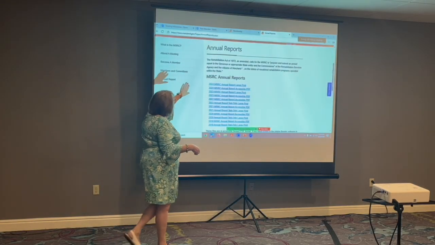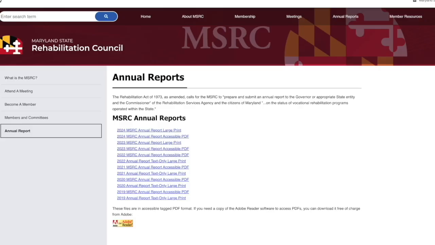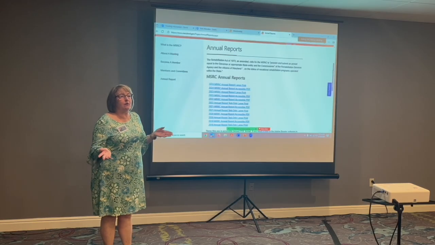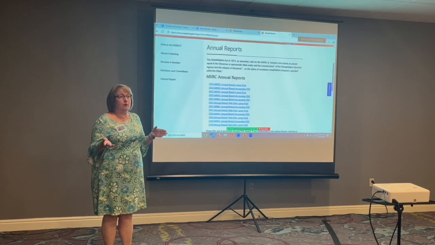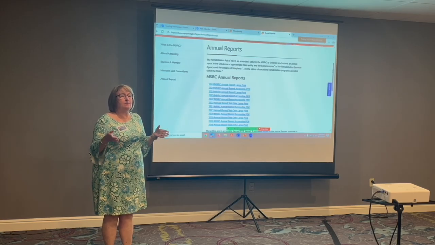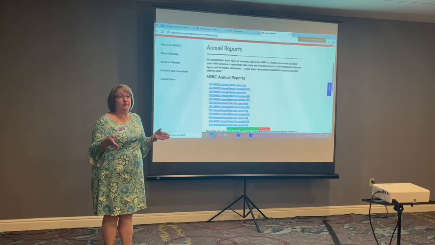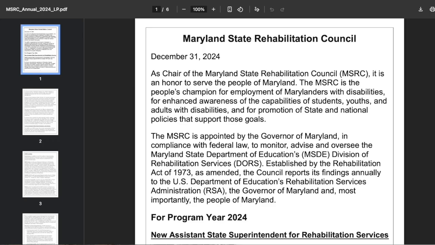The language out of the Rehabilitation Act calls for the MSRC to prepare and submit an annual report to the governor or appropriate state entity and the commissioner of RSA, and post it to the citizens of Maryland. That gets covered by posting it on the website. So every year you all are required to compose an annual report, and it has to be submitted by December 31st. So it's usually pretty simple.